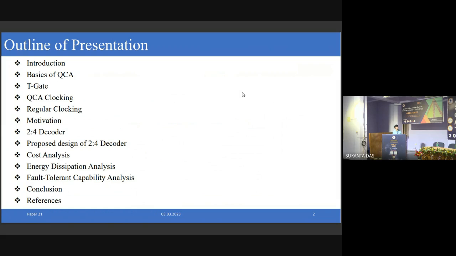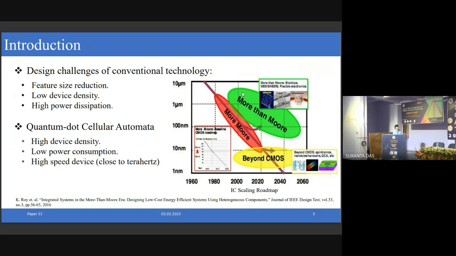Before going into anything, I first want to discuss why QCA is required. We know that current CMOS technology has many disadvantages, like feature size. We cannot reduce the feature size further. It has high power dissipation, low device density, and many other problems. To solve these problems, we have different technologies. QCA is one of them. In the right-hand side diagram, QCA belongs to pure CMOS, where the size of the chip is constant throughout the future years.